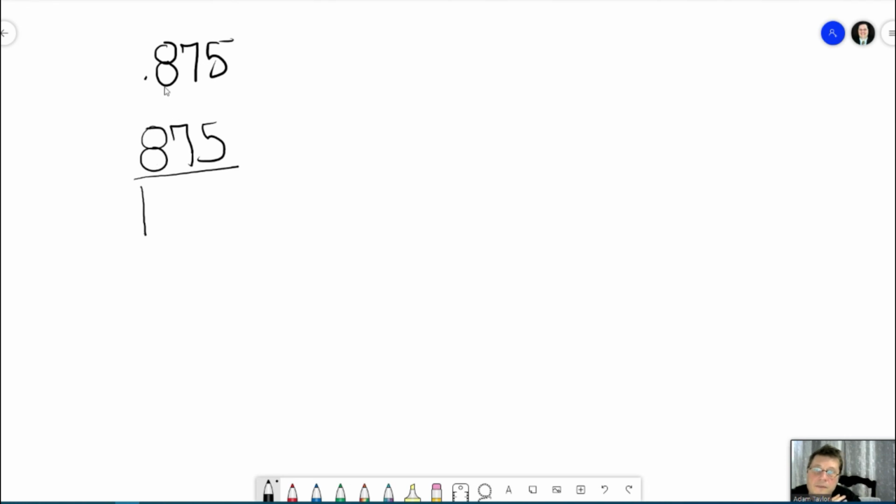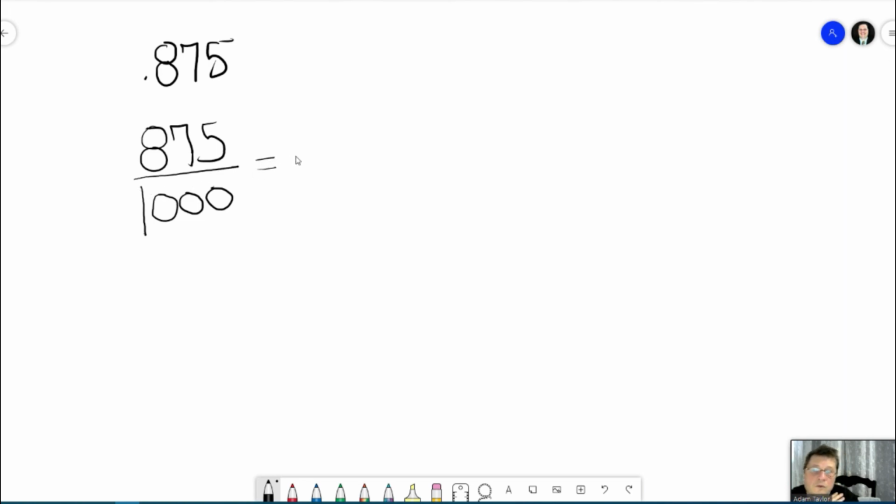So it'll be decimal 875 rewritten as 875 over 1 with 3 zeros, 1 for each of the numbers in the numerator. So basically, we have taken this decimal fraction and we've converted it into a common fraction already.